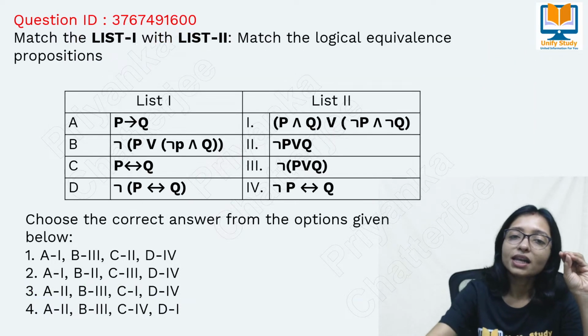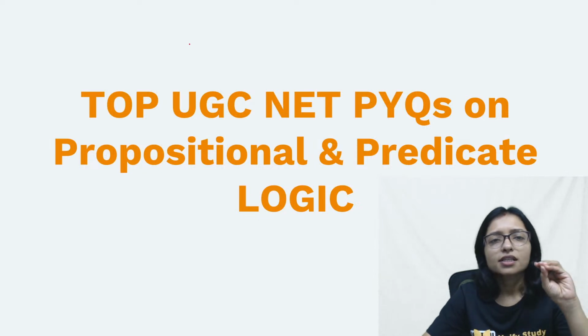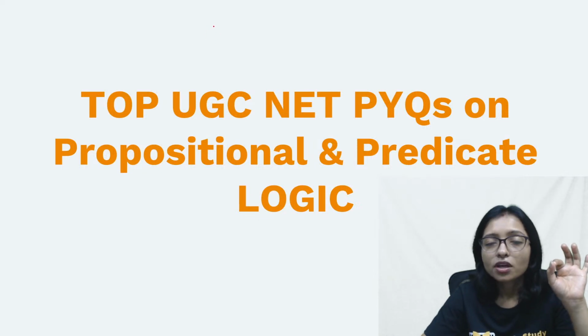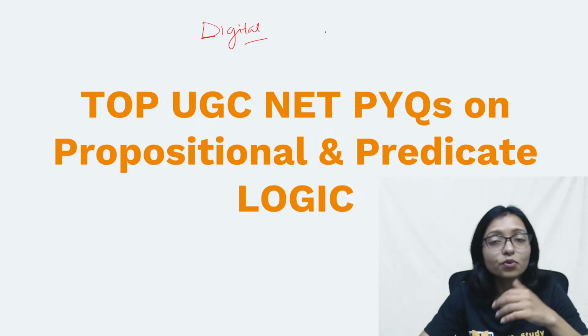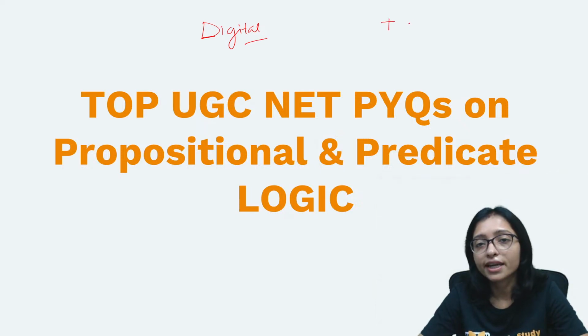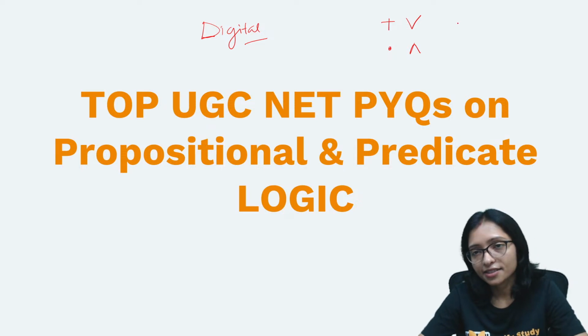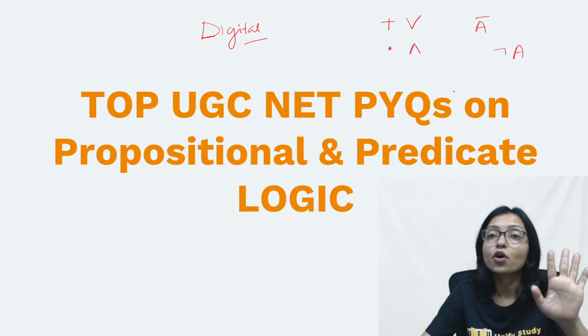Whenever you are learning propositional logic, something you need to remember: you can relate it with digital logic. In digital logic, you learn Boolean algebra. In Boolean algebra, you saw the OR gate, and we write it like this. The AND gate, you write like this. Negation means A complement, we will write it like A complement. These are the symbol changes.